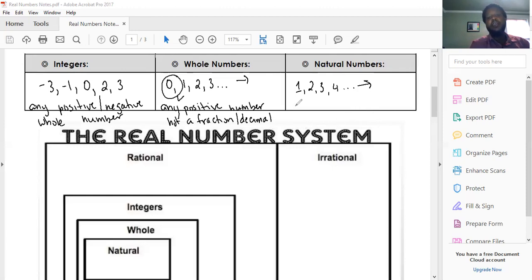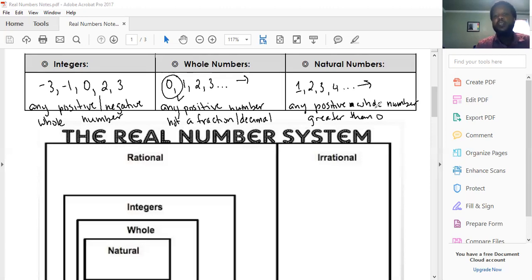So it's any positive number, any positive whole number, right? Again, we don't want to just think about it as a number, but any positive whole number, so no fractions, no decimals, greater than 0. So 0 is not included in the definition of what a natural number is. Okay?